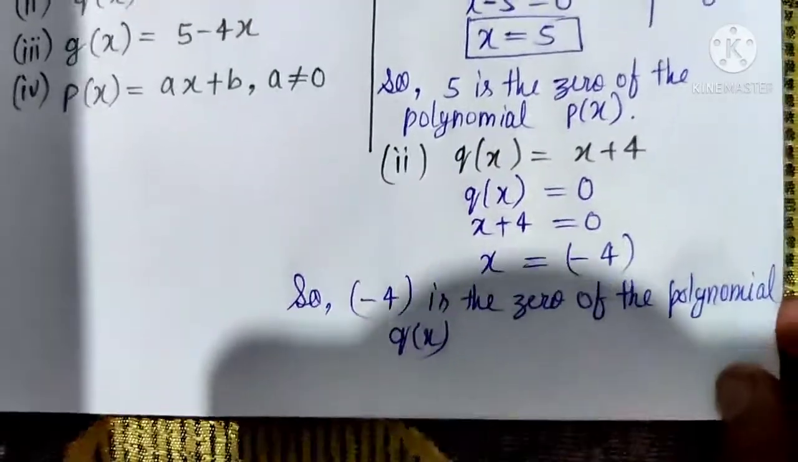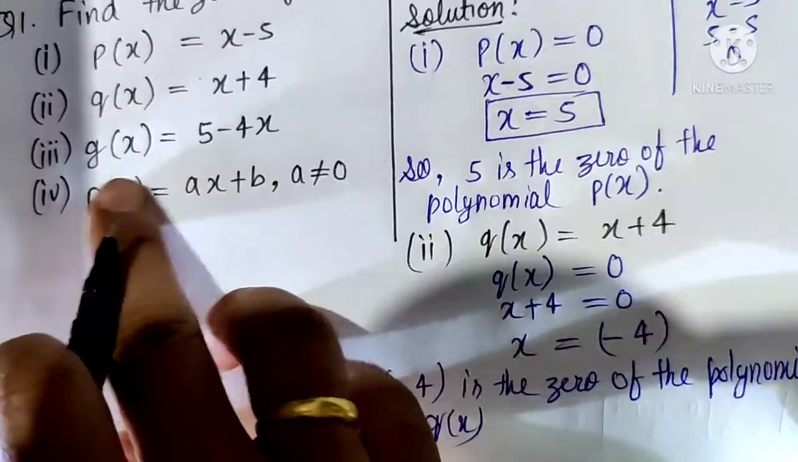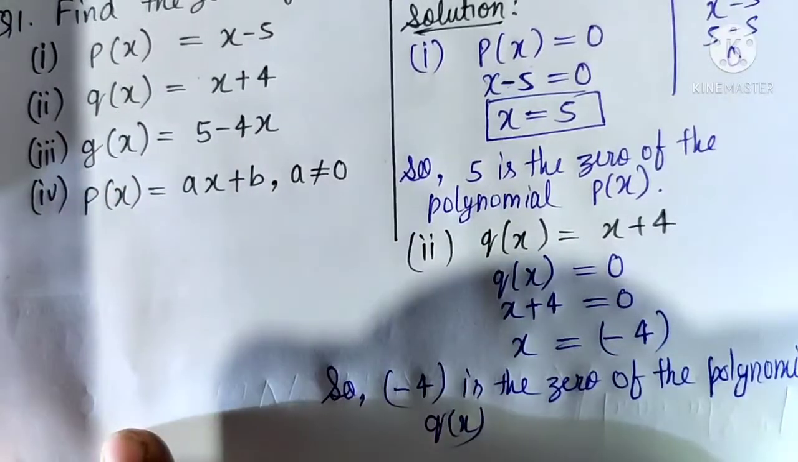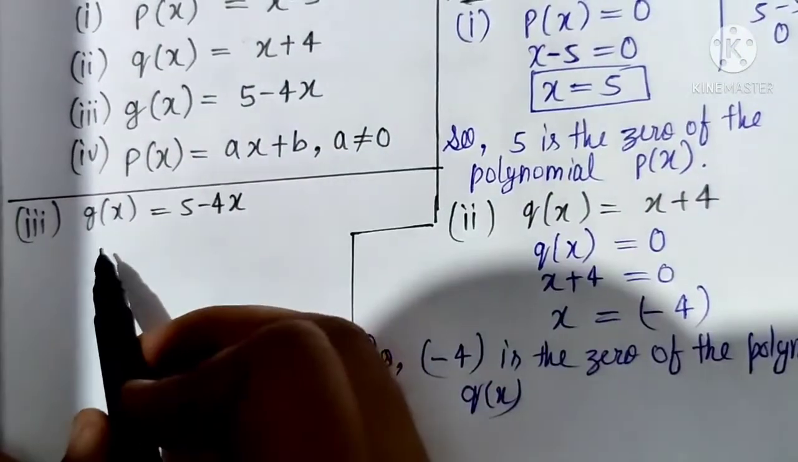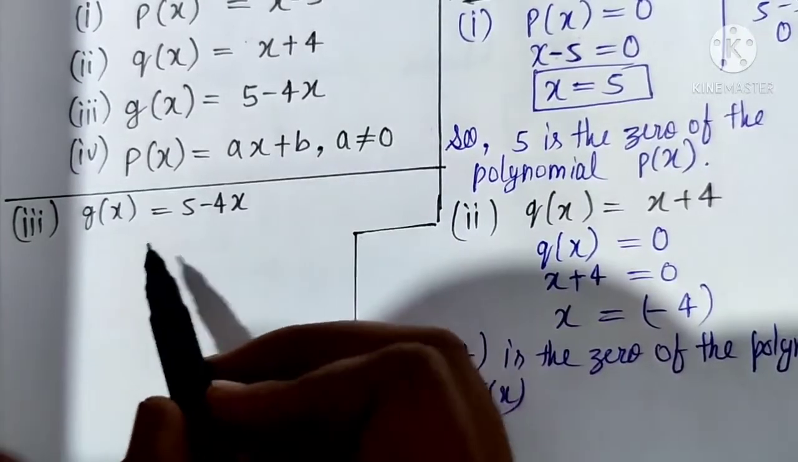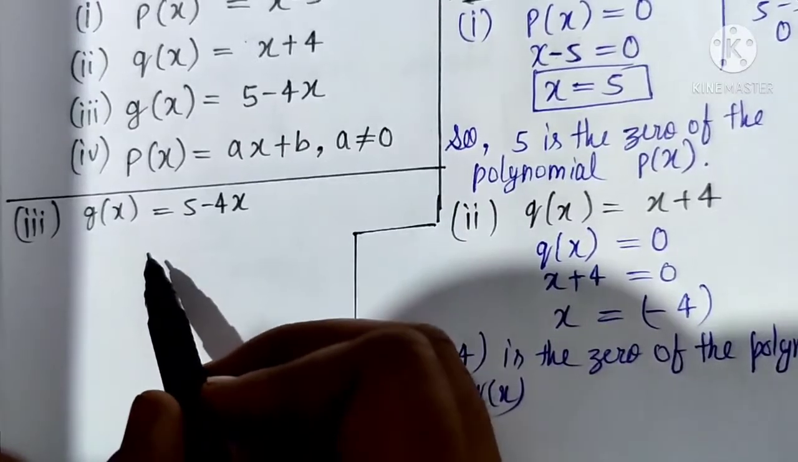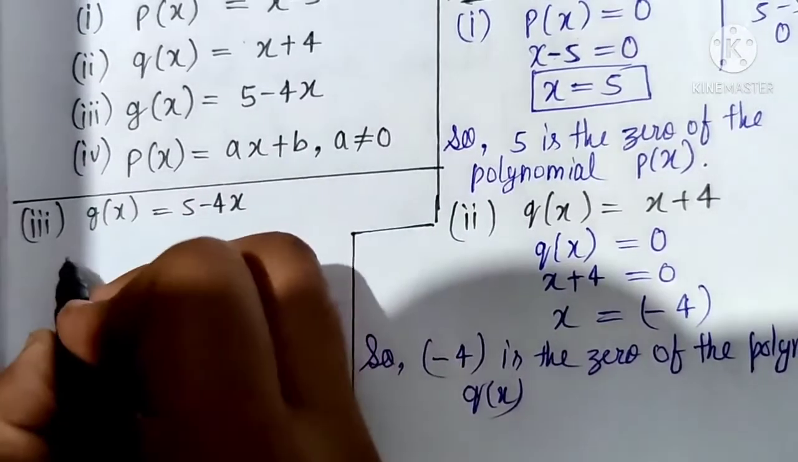Here we have completed our two parts. Now move to the third part. The third part says g(x) equals 5 minus 4x. So let's solve this part. We have written the third part here. Students, if you can solve this part by yourself, just pause the video and solve it, and then play the video again and check whether your answer is correct or not. Okay, so right now you pause. I hope you have solved it.